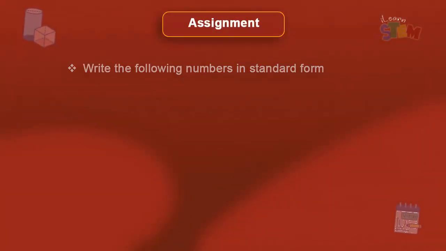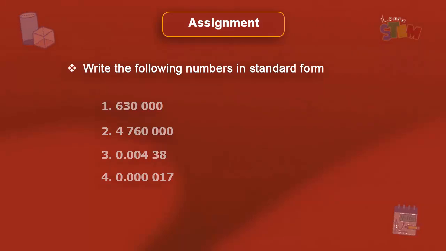Assignment. Write down the following assignments and try solving them yourself. Express the following numbers in standard form. Remember to take your time. And just try again if you didn't get it the first time.